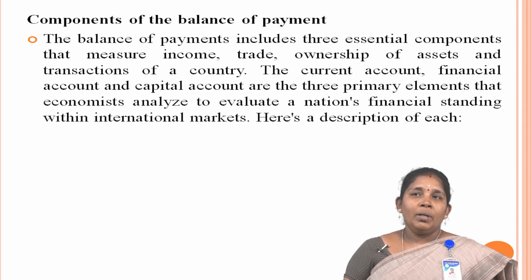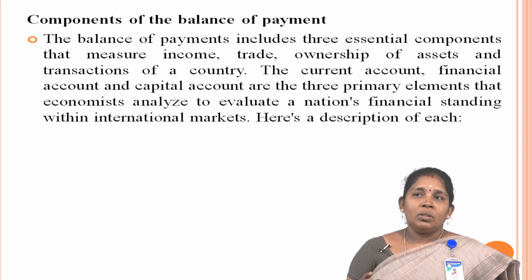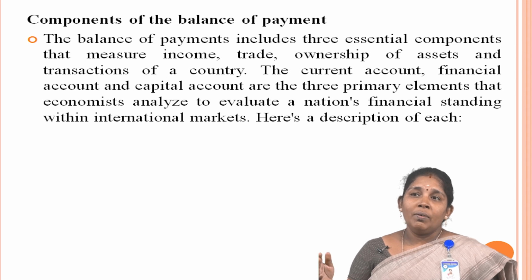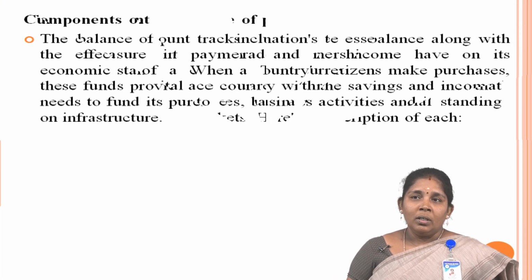Now, components of the balance of payment. The balance of payment includes three essential components that measure income, trade, and ownership of assets in transactions of a country. The current account, financial account, and the capital account are the three primary elements that economists analyze to evaluate a nation's financial standing within the international market.